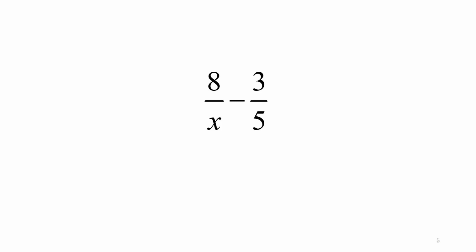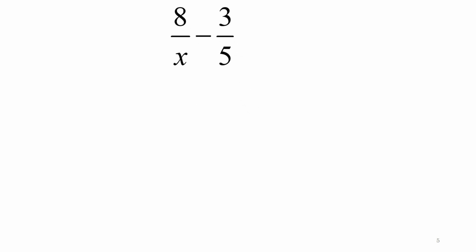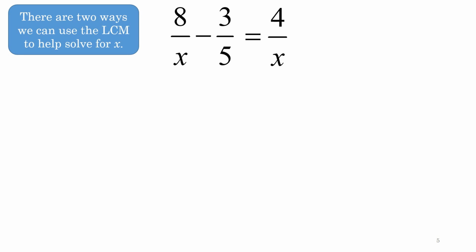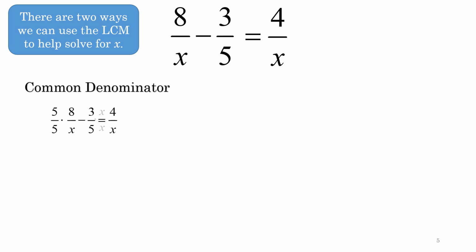All right, so let's get to an example. We've got our expression here, and let's go ahead and make that expression into an equation. Now, there are two ways we can use the lowest common multiple to help us solve for x. The first way is probably most familiar, and that's using a common denominator. As we said, the lowest common multiple of x and 5 is 5x. So we have to multiply this first number by 5 over 5, and this second number by x over x. So 5 times 8 is 40, negative 3 times x is negative 3x.